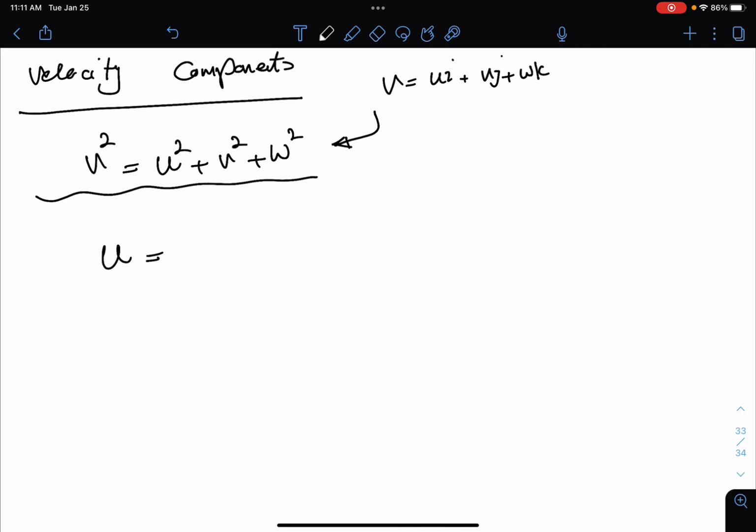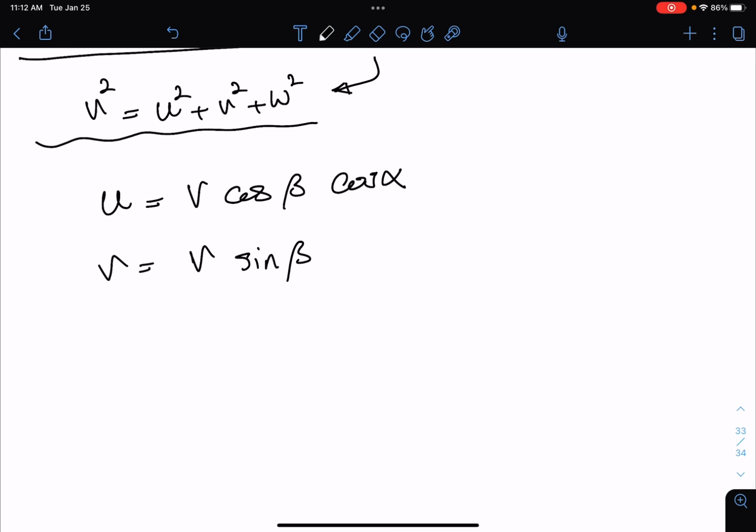U is defined as V, and these are only magnitudes, cosine of angle of sideslip, cosine of angle of attack. Small v is defined as V sine of angle of sideslip. And W is defined as V cosine of beta, this angle of sideslip, times sine of alpha.